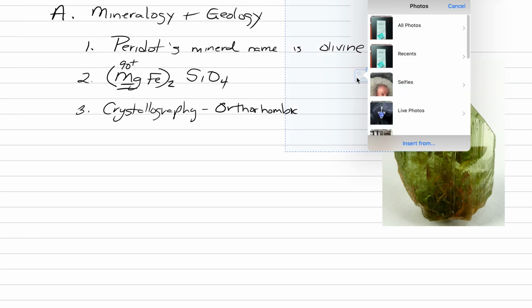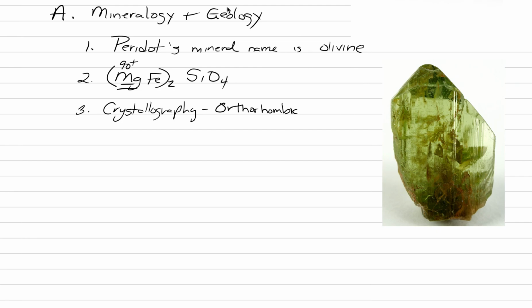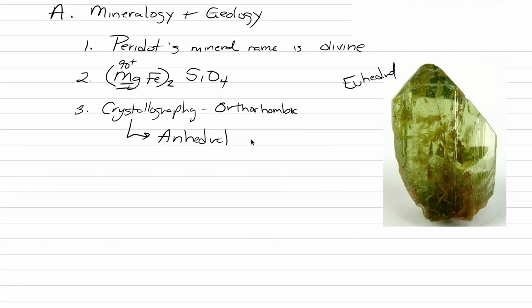We're gonna go euhedral example. But I would say 9 times out of 10, if you were to see olivine, you would see an anhedral, just rounded to jagged fragment of a crystal. So we could say often found as anhedral irregular crystals.